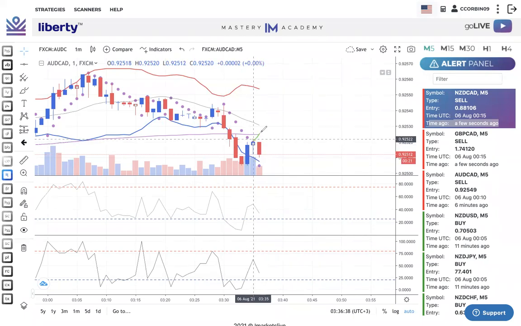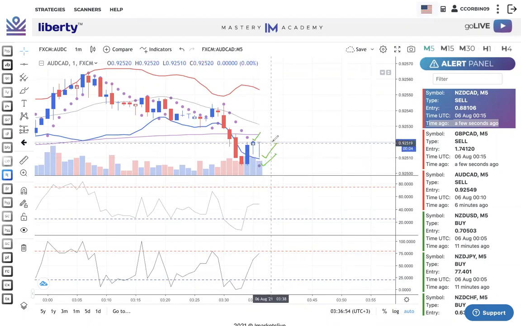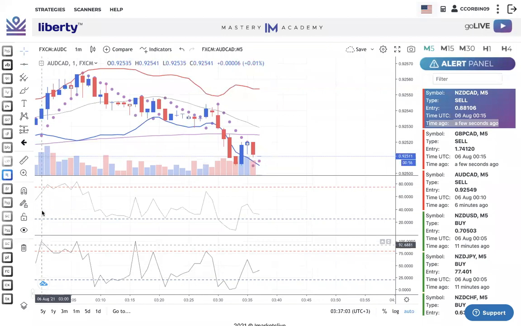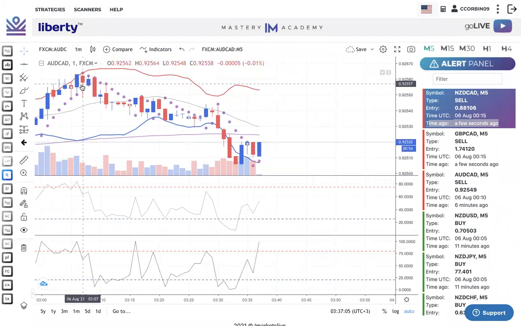The parabolic SAR was just up here, right? Giving us the confirmation for the sell. And then what happened? It switched to the bottom, right? So not only did the parabolic SAR switch to the bottom, but the candle is also pushing up on the support line. So yes, we could get in for a sell, but the reversal is happening, right? And these are 1 minute trades too.